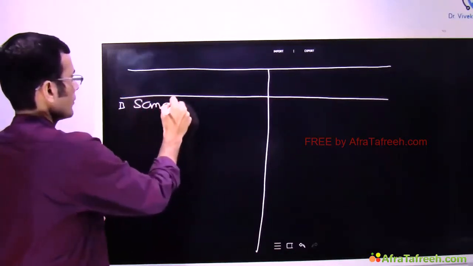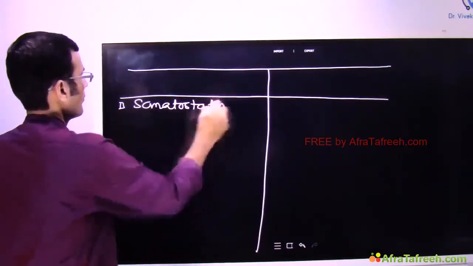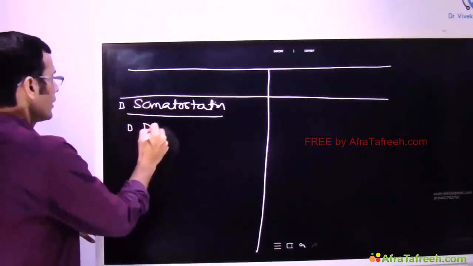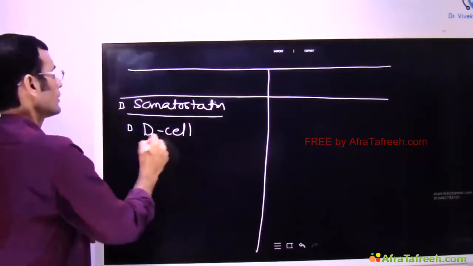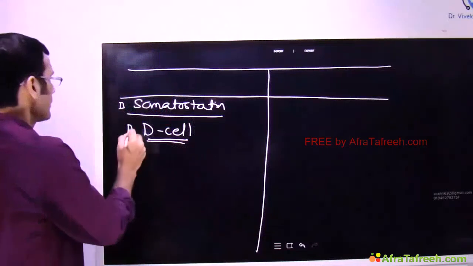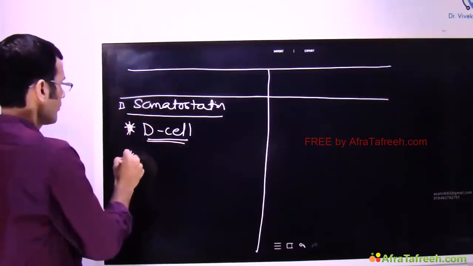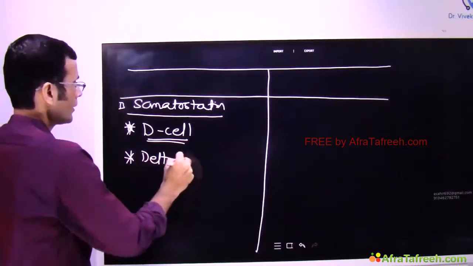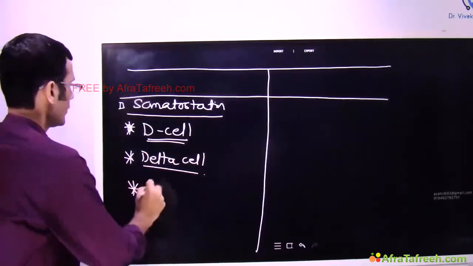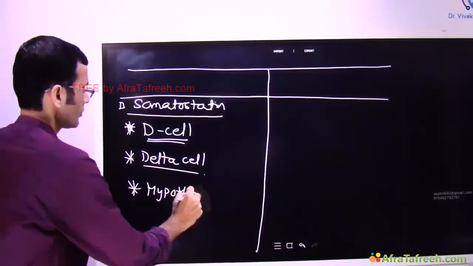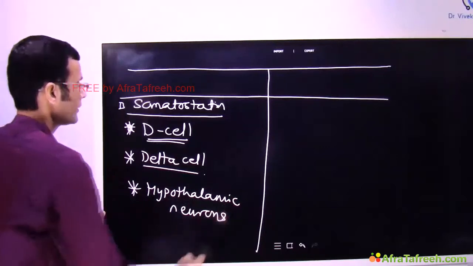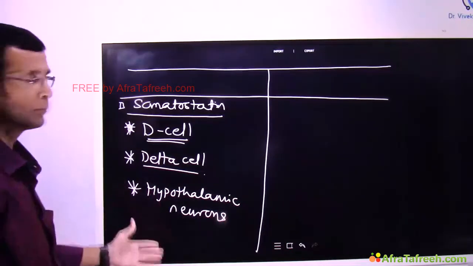Somatostatin is synthesized by the following cells: a D cell in the pylorus and first part of the duodenum, then delta cell in the pancreas, and hypothalamic neurons. So somatostatin is synthesized and secreted from various places in the body.